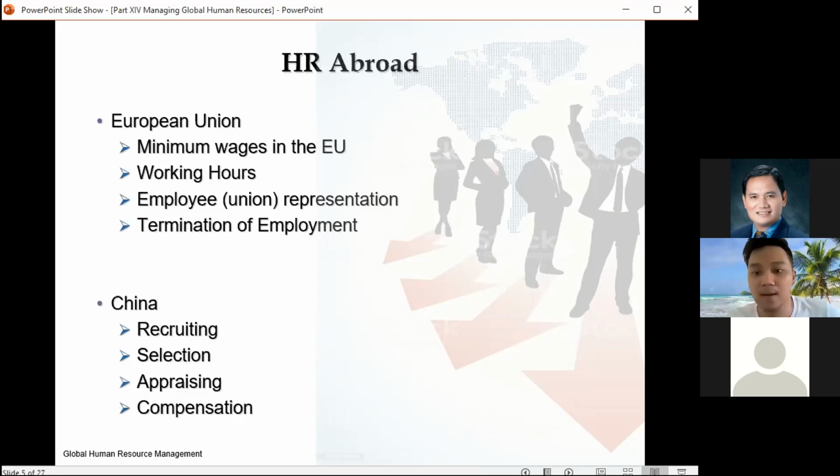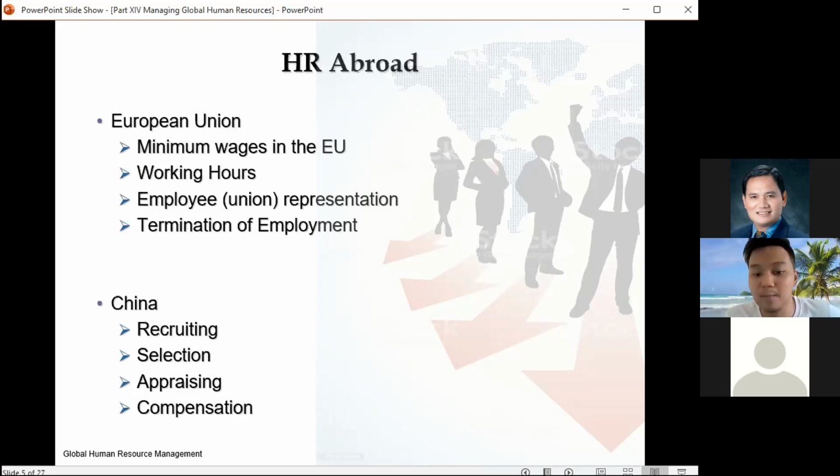So while working hours in the European Union sets the work week at 48 hours. So the EU sets 48 hours per week, but most of these European Union countries set it at 40 hours a week.